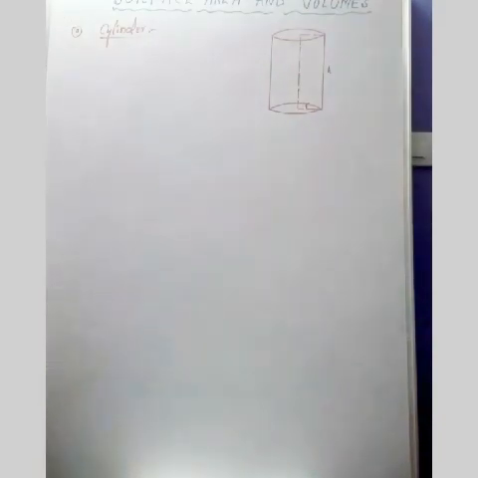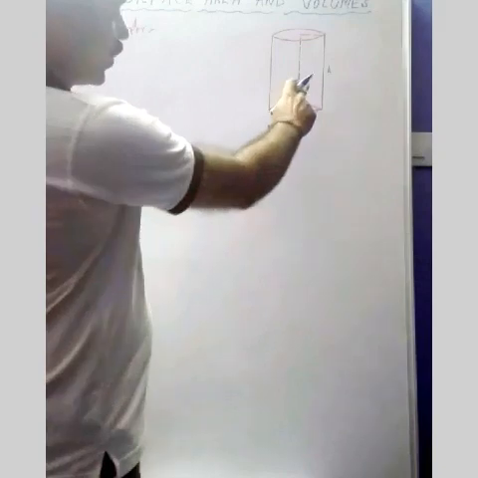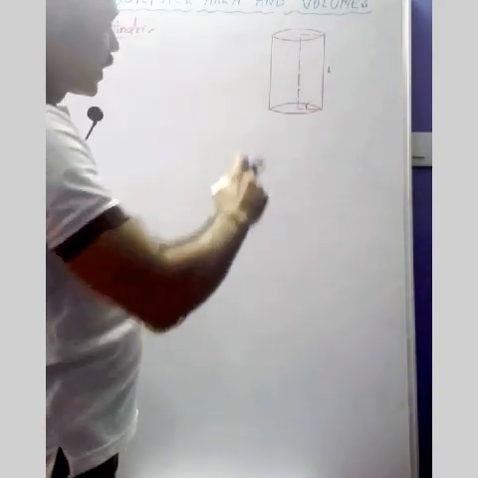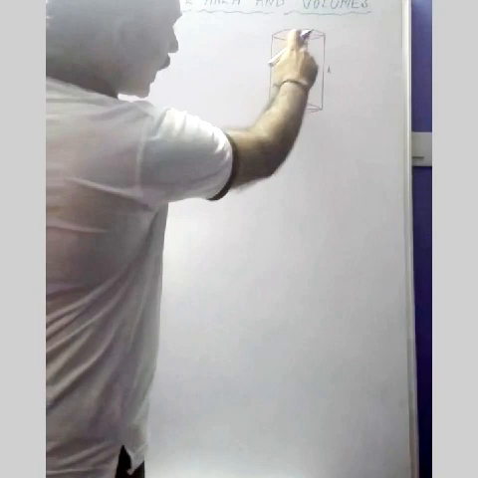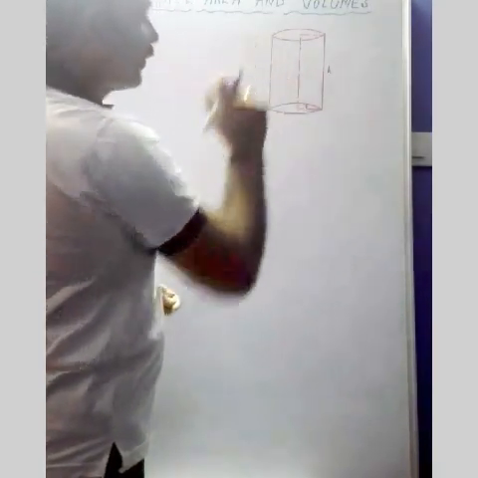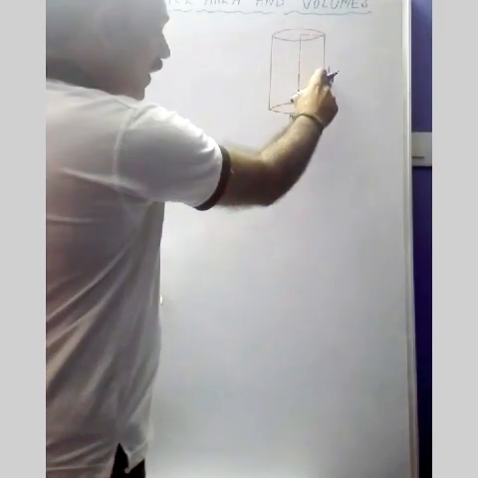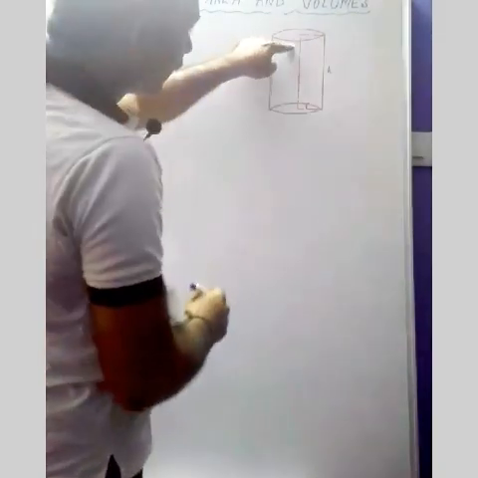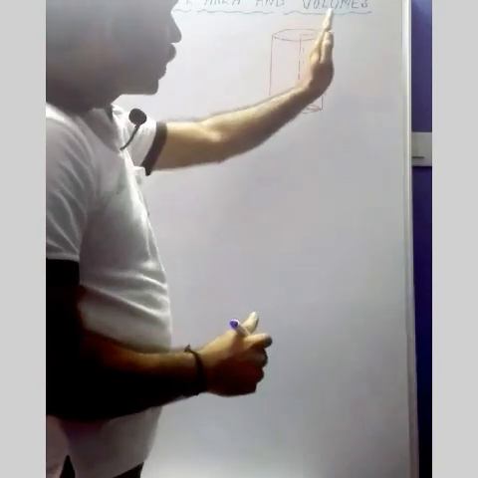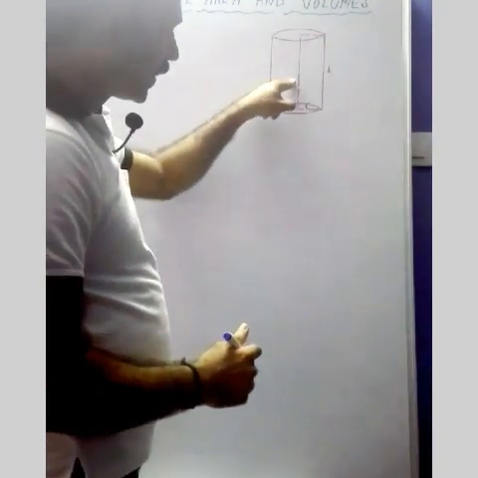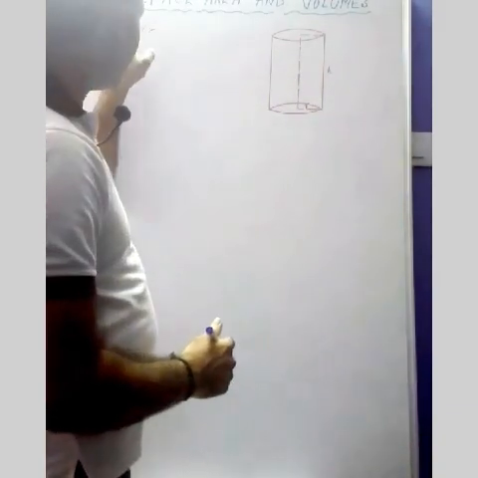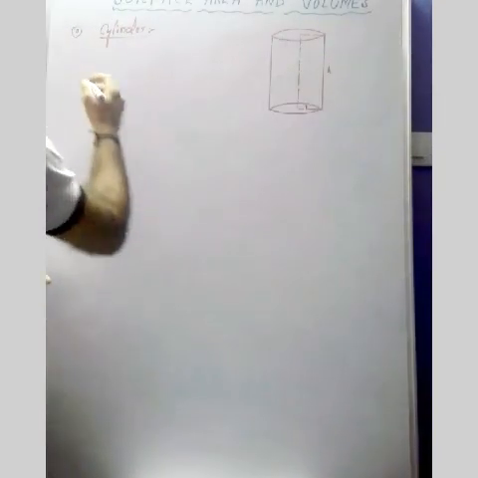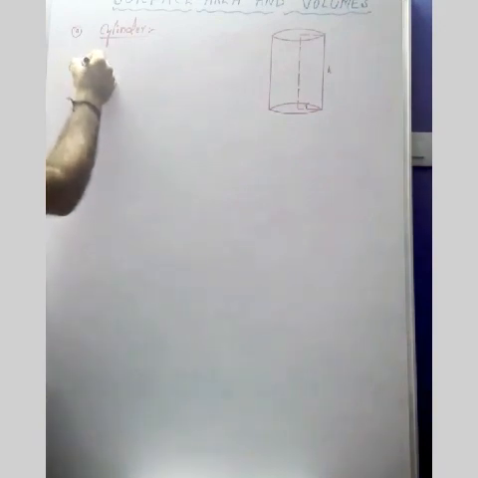Now, here is a right circular cylinder. The cylinder is a solid obtained by revolution of a rectangle about one of its sides, which remains fixed. The fixed side is the height of the cylinder, and the other side is the radius of the cylinder. When one of the rectangle's sides is fixed and the rectangle revolves once round it, it gives a solid called a cylinder. That is the base radius, that is the height. First, consider the curved surface area of a cylinder.